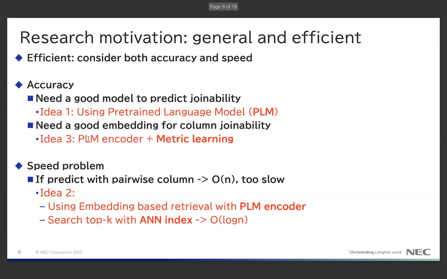Then, if we want to embed columns into vectors, we need a good embedding for column joinability. So the third idea is that we train the PLM encoder in a metric learning style. These three ideas together are DeepJoin itself.